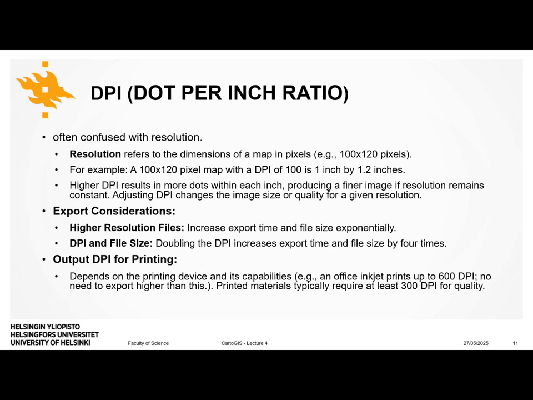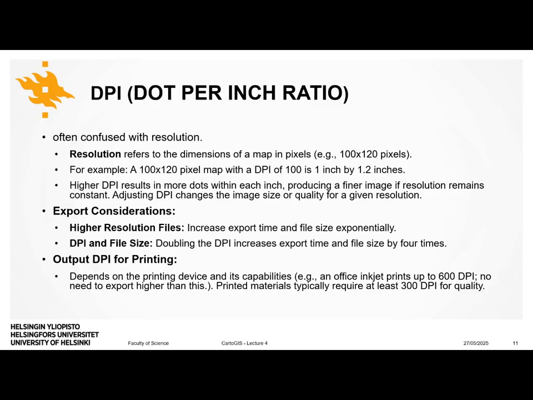So when it comes to printing, let's start with printing. One thing that is important is the DPI, or dots per inch ratio. And this is a source of confusion for many. When you're exporting your map from, again, QGIS, Python, doesn't matter, one option that you can provide or adjust is the DPI. And DPI is for printing. So if you are not printing the image on paper, DPI is irrelevant for you.